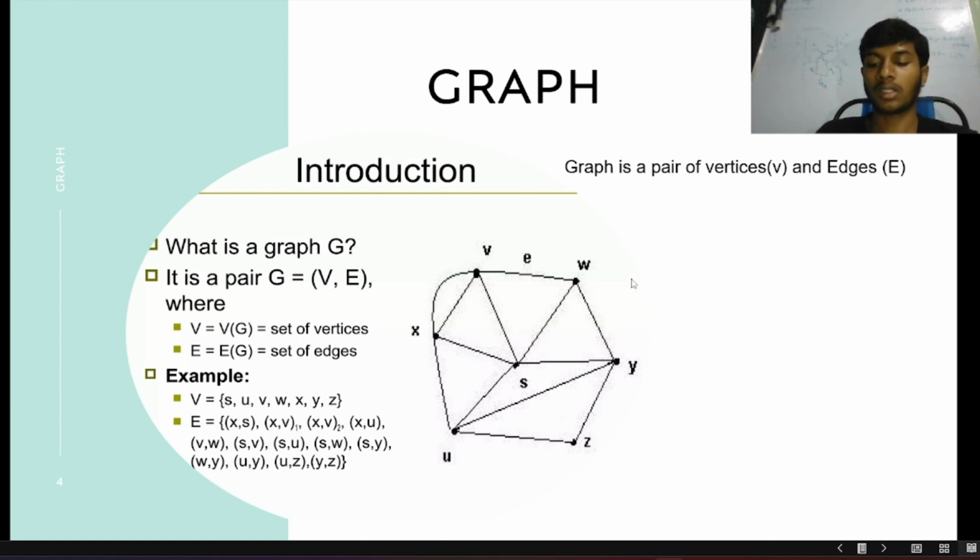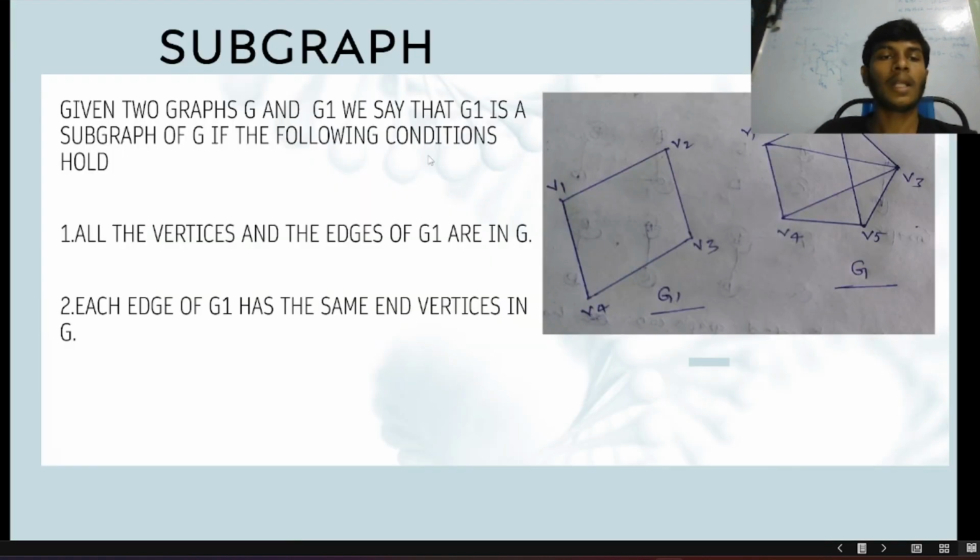Let's see what the other terms are. Here the topic is subgraph. Let's see what the word subgraph means. It means it is a sub part of the graph. Given two graphs G and G1, we say that G1 is a subgraph of G if the following conditions hold. It means if you want to say G1 is a subgraph of G, then it should follow the following conditions.